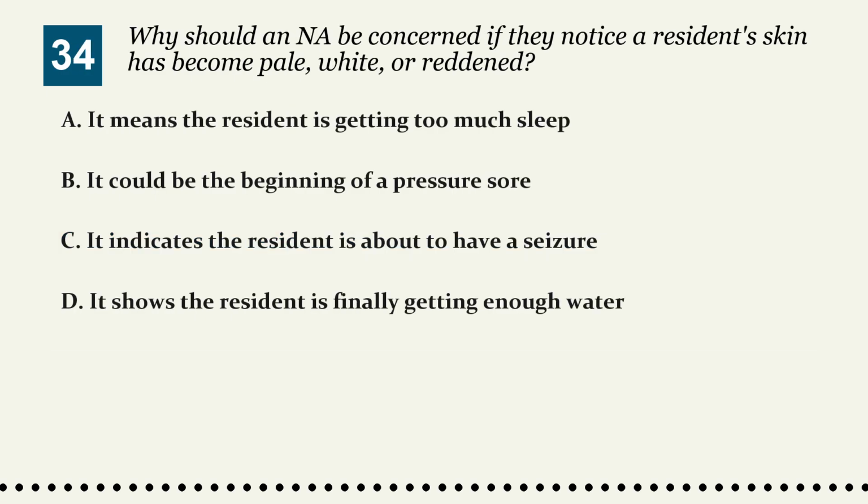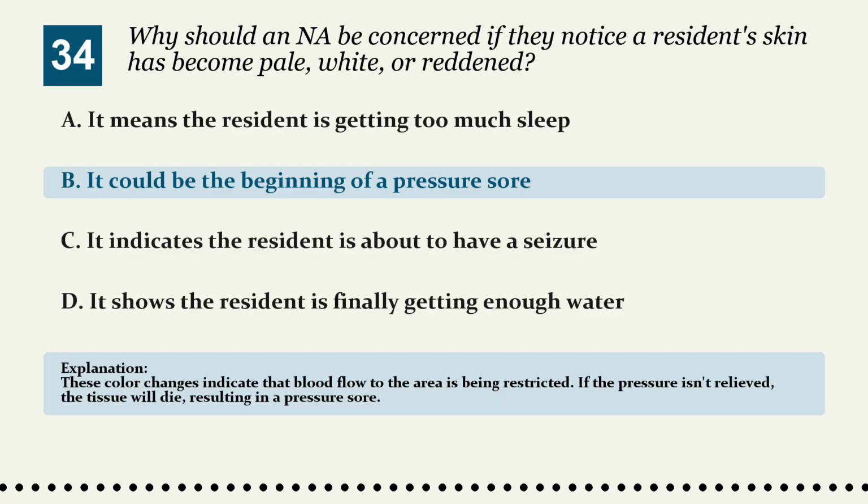Question 34. Why should a NA be concerned if they notice a resident's skin has become pale, white, or reddened? Option A, it means the resident is getting too much sleep. Option B, it could be the beginning of a pressure sore. Option C, it indicates the resident is about to have a seizure. Option D, it shows the resident is finally getting enough water. The correct answer is option B, it could be the beginning of a pressure sore. These color changes indicate that blood flow to the area is being restricted. If the pressure isn't relieved, the tissue will die, resulting in a pressure sore.